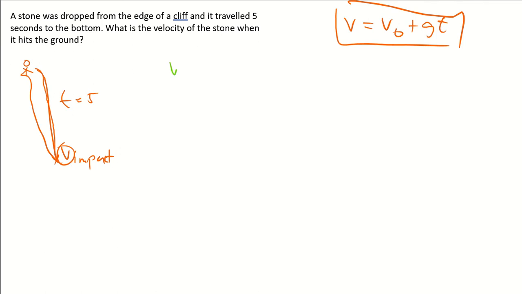So, V final, yun ang hanapin natin, equals to V initial, which is 0. Now, drop, okay. Drop lang, hinulog lang. So, hindi naman sinabi na ibagsak mo, kuya. Okay, nahulog. So, plus 9.81 multiplied by time. Okay? So, yung time natin is 5 seconds.